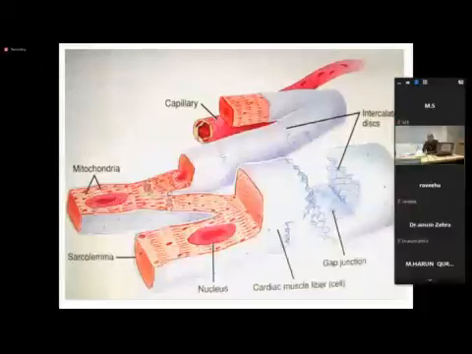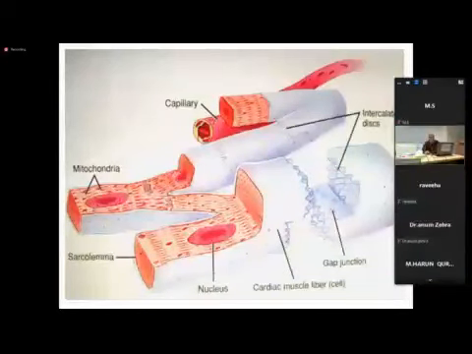Why is there an atrial syncytium and why is there a ventricular syncytium? In terms of their depolarization, which is followed by contraction, and in terms of their repolarization, which is followed by relaxation. The answer lies in this diagram.